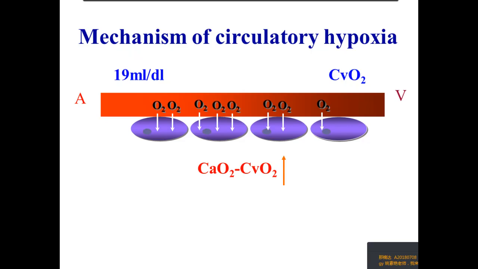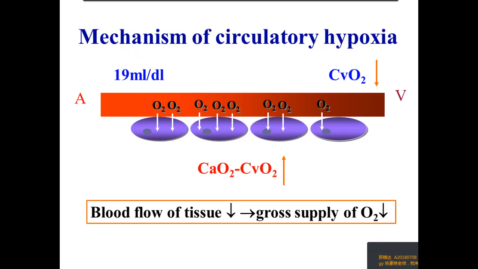Because blood flow decrease. So gross supply oxygen decrease. Now blood flow of tissue decrease. Now so gross supply of oxygen decrease. Now in 100 millimeters blood, oxygen move into the tissue cell is more, but blood flow to tissue cell, gross blood decrease. So gross supply oxygen also decrease.